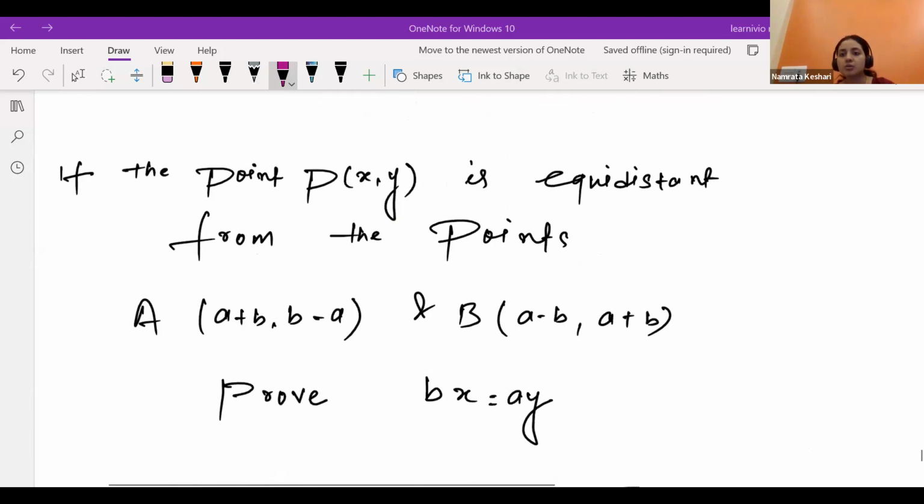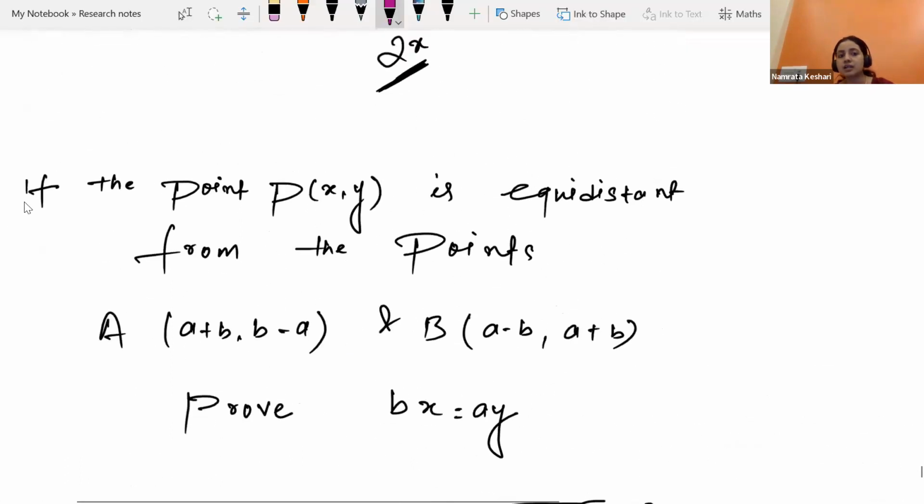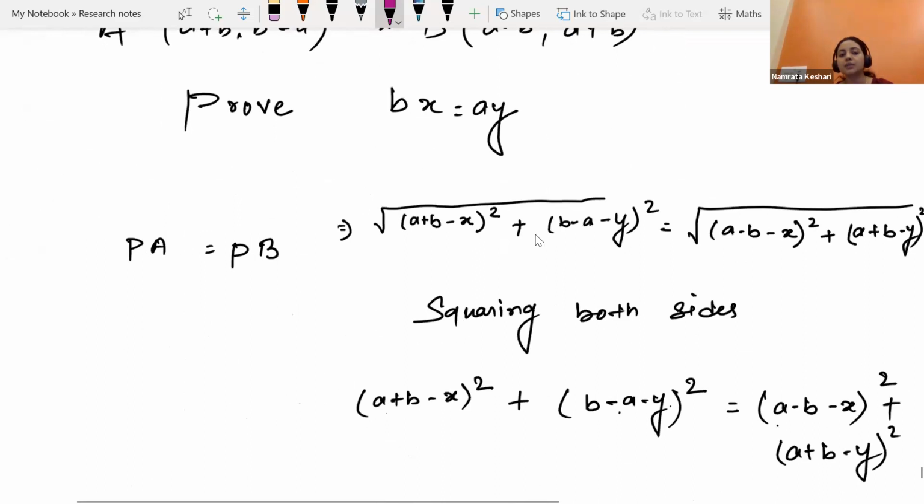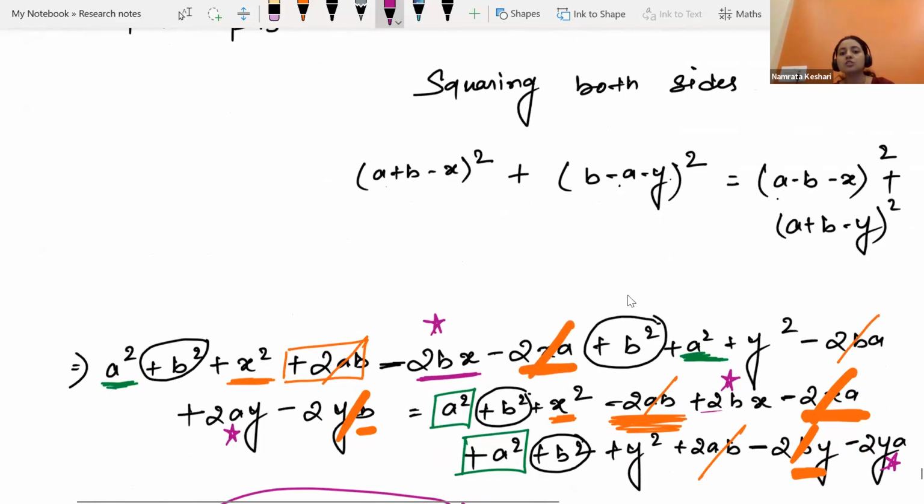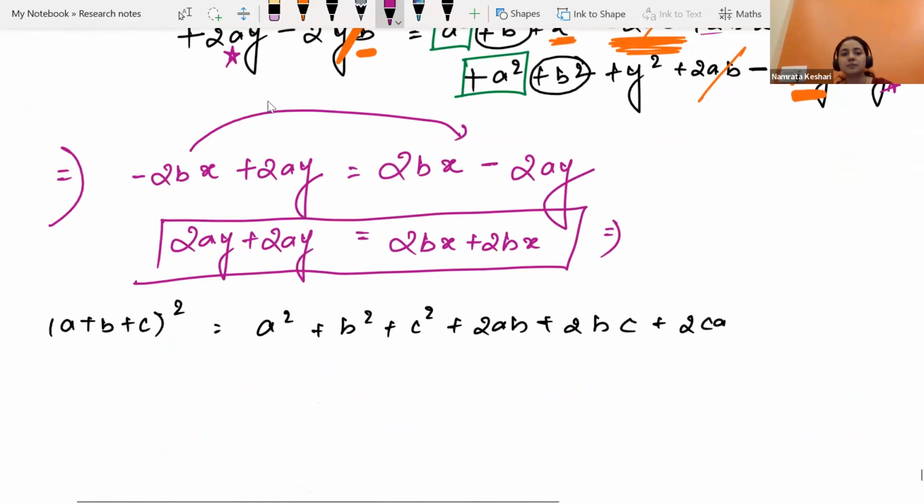How we solve it, we just stick to the concept as written there: if a point P is equidistant from this one and that one, we take PA and PB and write both distances. Then we square both sides, do a lot of simplification, and end up with the answer. For the simplification, we used the formula for a plus b plus c whole square. I'm giving the next question. Please try it.